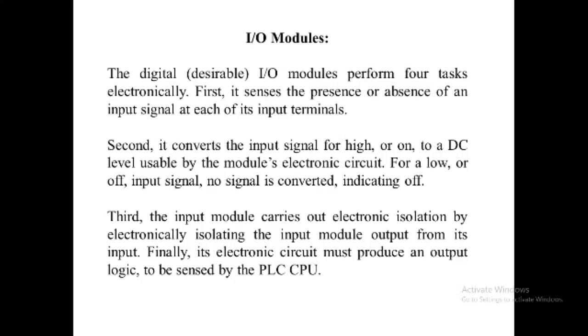Then thirdly, the input modules carry out electronic isolation. It is electronic isolation, not electrical isolation, by electronically isolating the input module and output modules from its input. And finally, its electronic circuit must produce an output logic to be sensed by the PLC CPU.